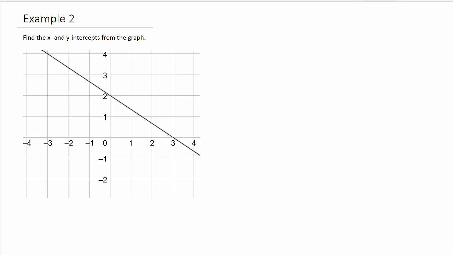Alright, so here we're given a graph and they want us to find the x and y intercepts. Now I do have another video where we find the x and y intercepts where they give us the equations and we got to find it like that. So check that video out too.